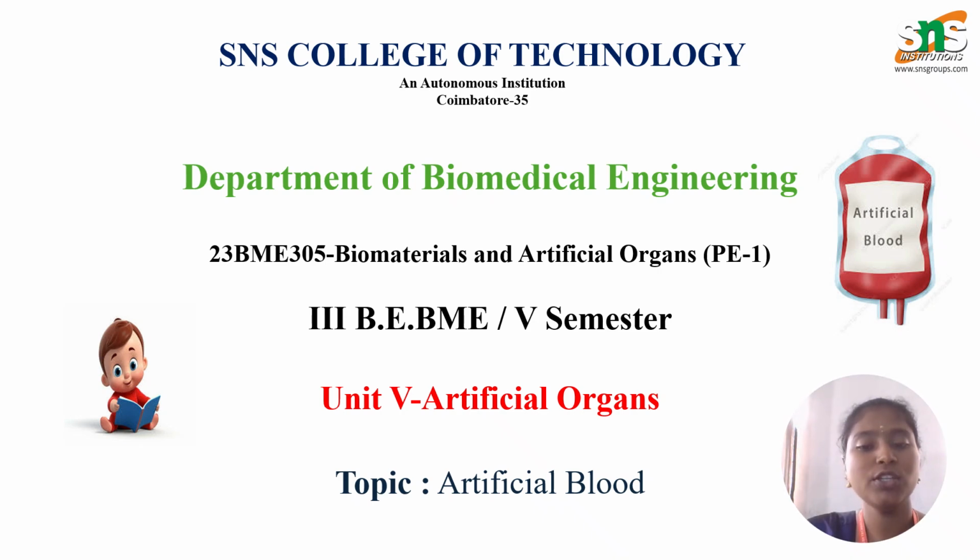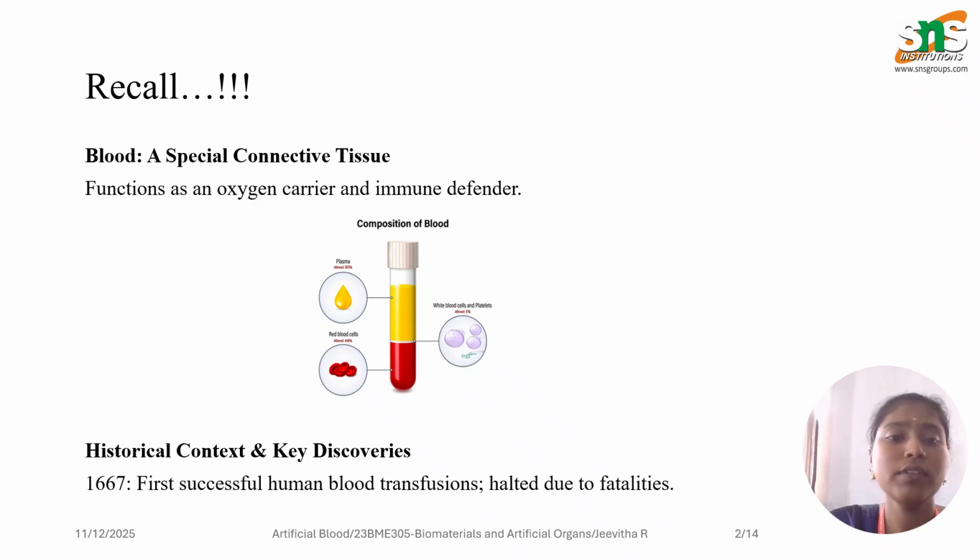Hello everyone. In today's lecture, we are going to see what artificial blood is, how it is used, and what the types are. Before we start, let's quickly recall what blood is. Blood is a special connective tissue that performs two main functions. It carries oxygen to all parts of our body and helps defend against infection.